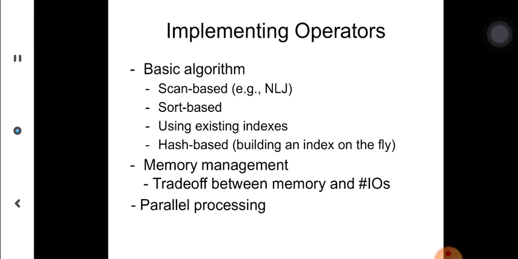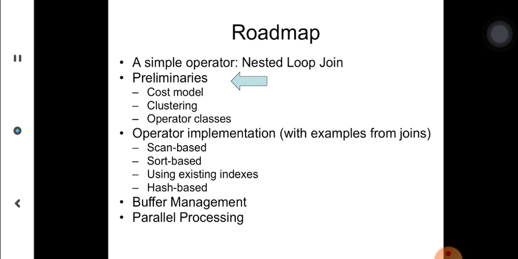Now, operator implementation, there are basic algorithms. What we call a nested loop join is scan based, sort based, using an existing index file, or hash based, and we do memory management and parallel processing.